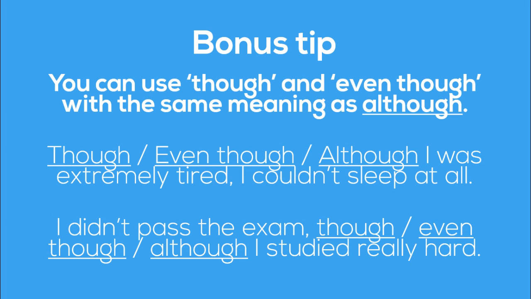Now here's a bonus tip for you. You can also use though and even though with the same meaning as although. So you can use these three words or three phrases to have the same meaning. Here's an example. So you can use though or even though or although. I was extremely tired. I couldn't sleep at all. So you have a choice of these three phrases or words. Though, even though, or although.